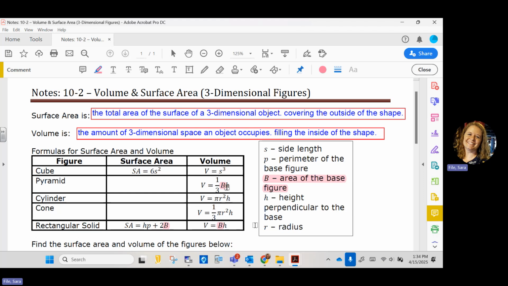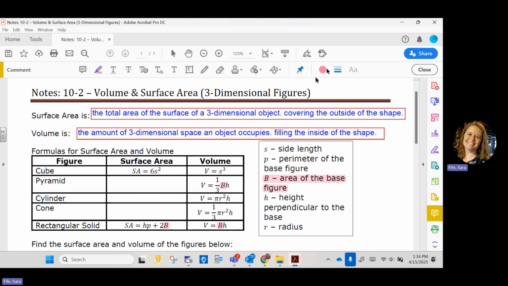Now, technically, it's also in the volume of a cylinder and cone, but what shape is the base of a cone or a cylinder? A circle. And we know that the area of a circle is pi r squared. So in these formulas, instead of putting that capital B, they just put pi r squared because that's the area of a circle. But really, that's the area of the base. The base just happens to be a circle for those two shapes.